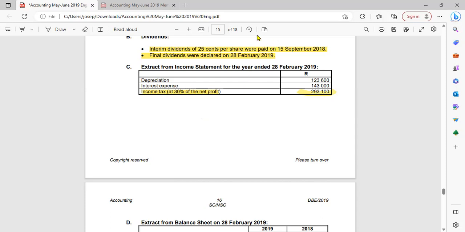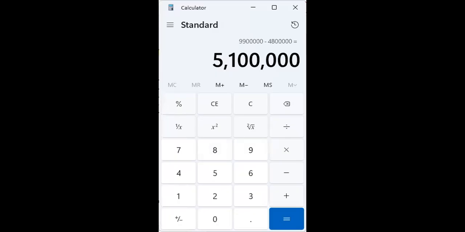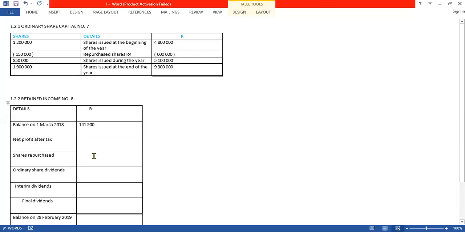Let me share my calculator with you guys. I have 293,100, multiply it by 70, divide by 30, and that gives me 683,900. Sorry guys, 683,900. It is our net profit after tax.